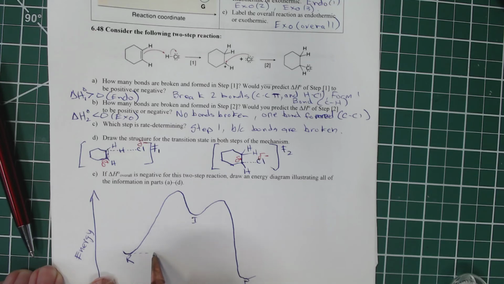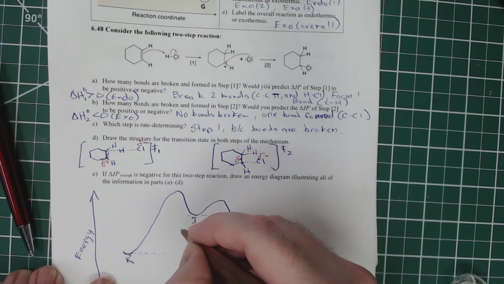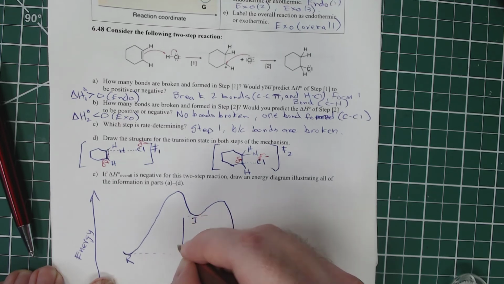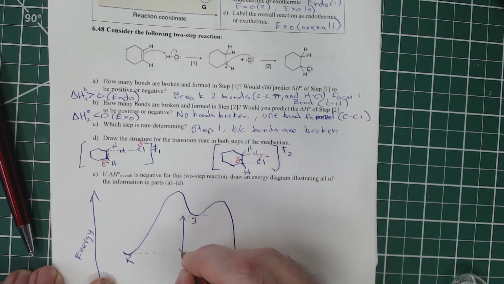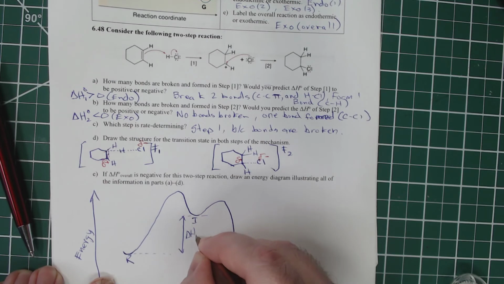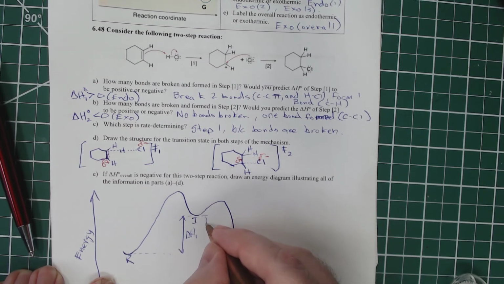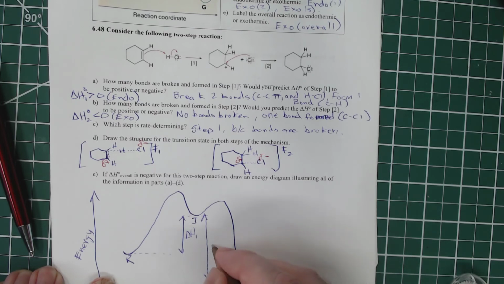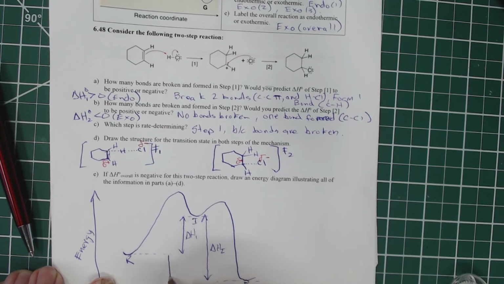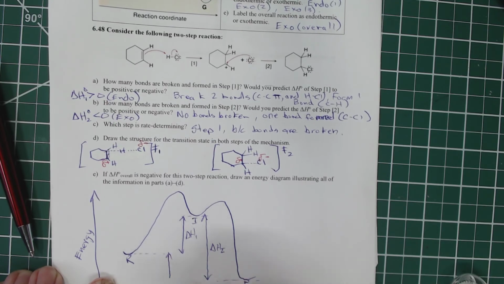So I'm going to put little dotted lines here to represent where those energies are. All right, so this is delta H1. This is delta H2, and we'll see that it is exothermic. And then the difference here, that's delta H overall.